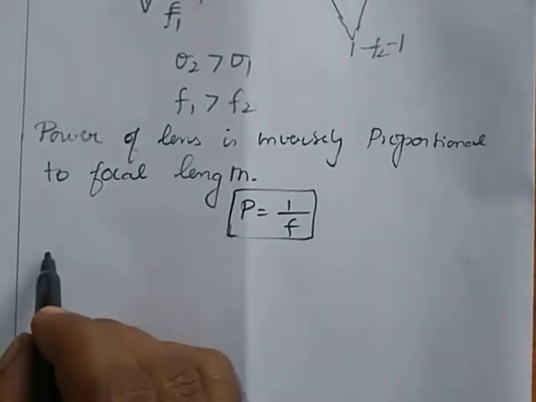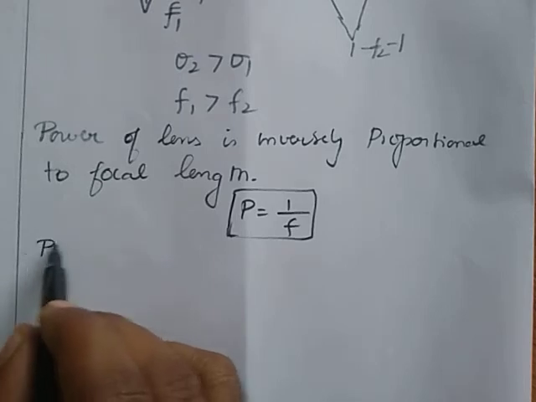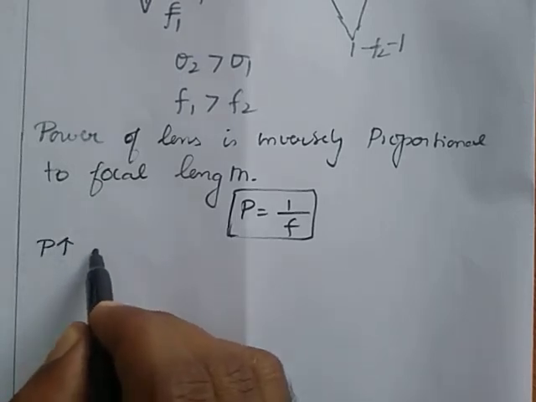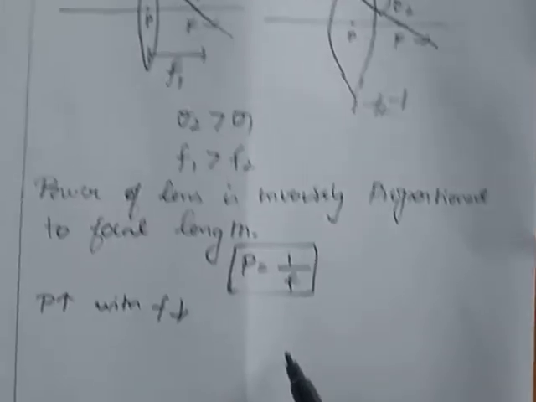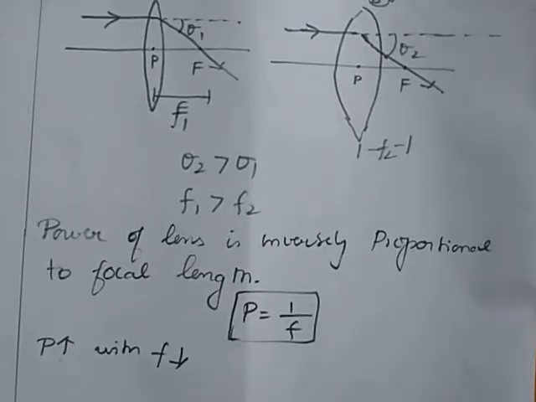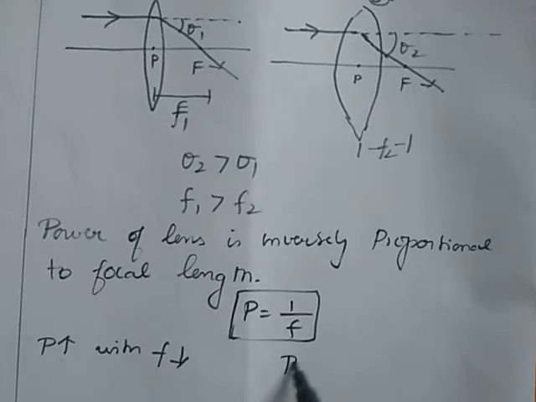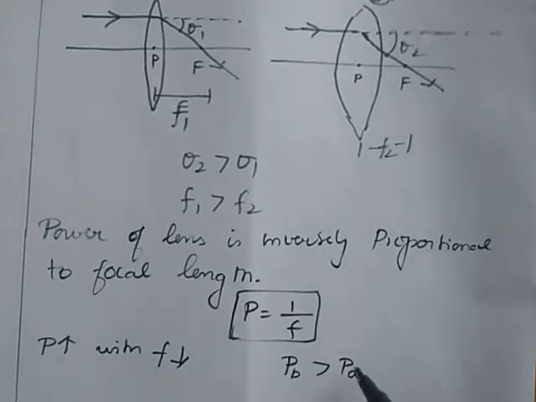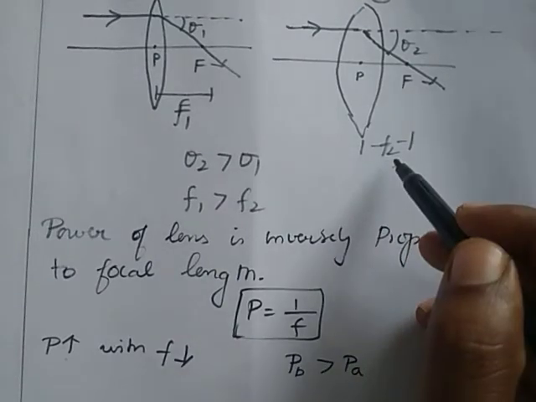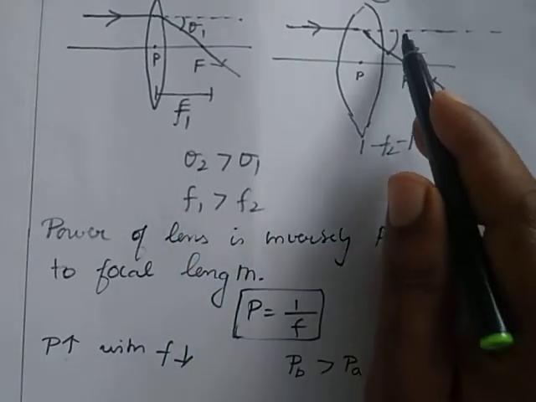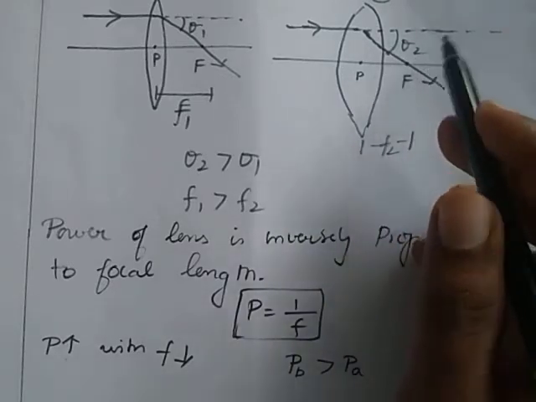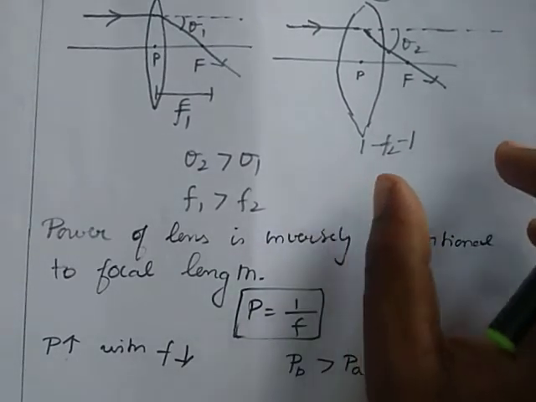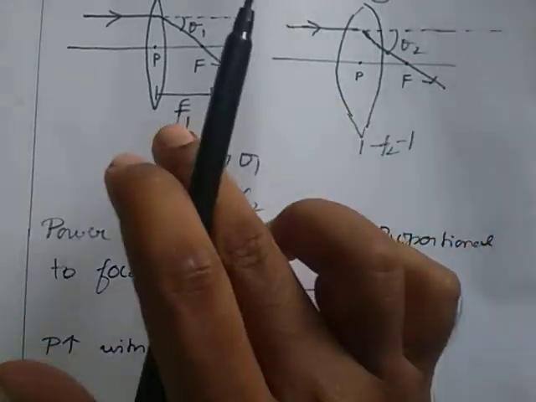From this we know power of lens increases with decrease in focal length. So from this equation we conclude that the power of lens B is greater than the power of lens A, because it has less focal length compared with A, and also the angle between the incident and emergent ray is more. So it has more deviating ability compared with the lens A.